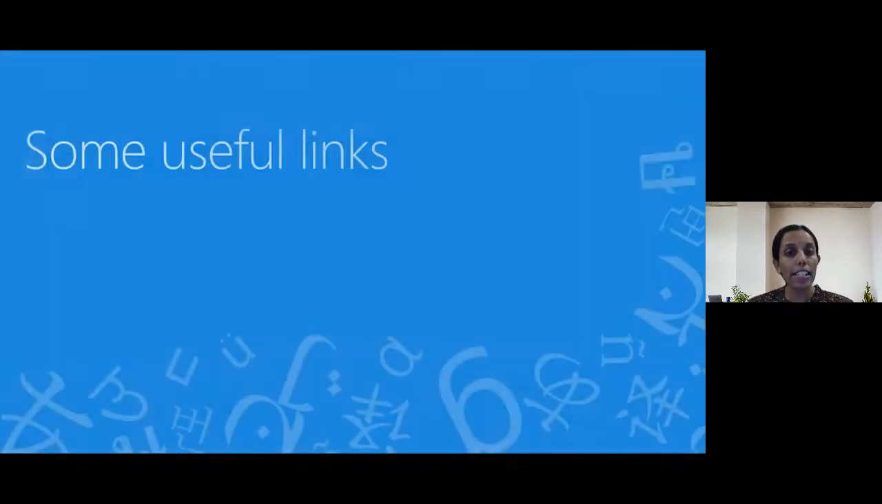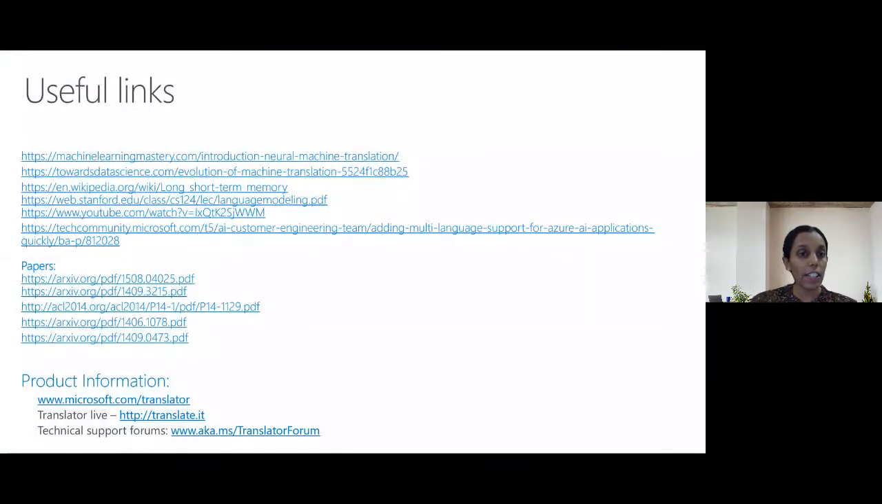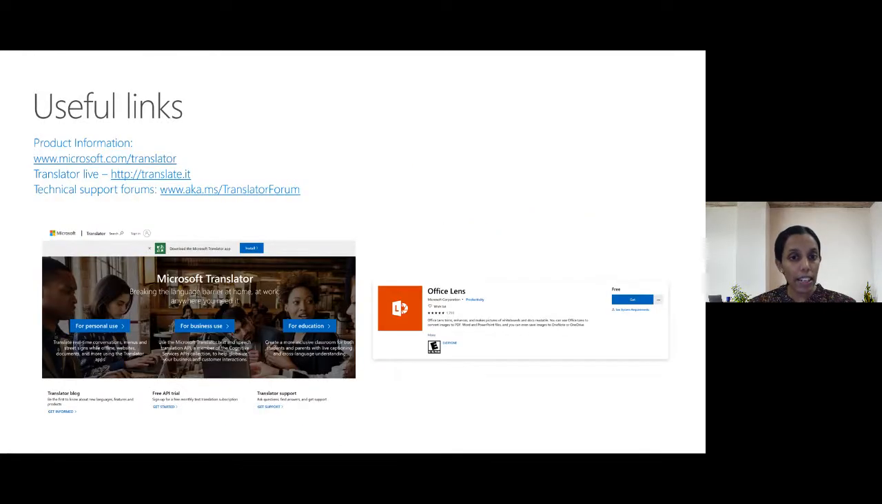So now the next thing is I'll take you through some of the useful links, and then I should be open for questions. Here you see the first set of links is for some of the blogs and some YouTube. I think there was a Stanford web series and some of the blogs that we have. Then the papers are the ones that get into the technical sections. Then if you're interested in any of our product information like translation, we have Translator Live, some support forums. And there's also something called Office Lens.